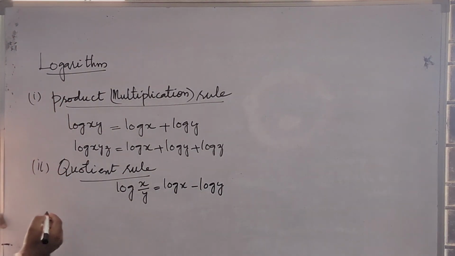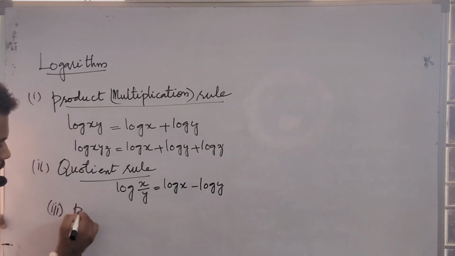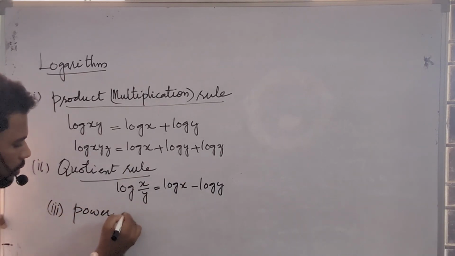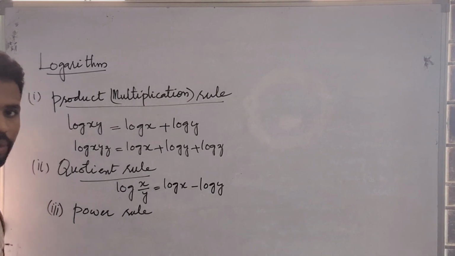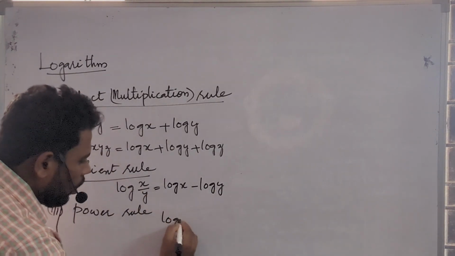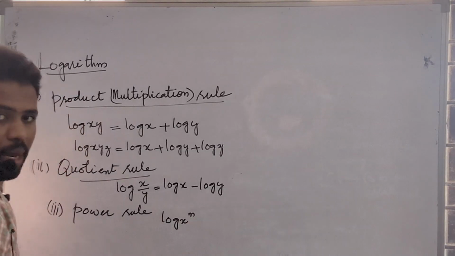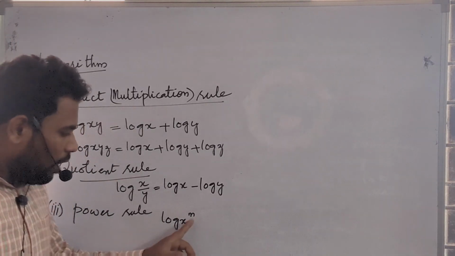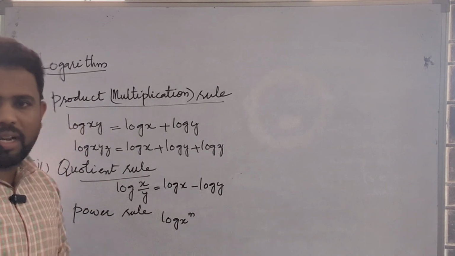We are going towards the third rule. Rule number 3 is known as what? Power rule. What do we call rule number 3? Power rule. And here in the power rule, log x power n. Here n is in a power.